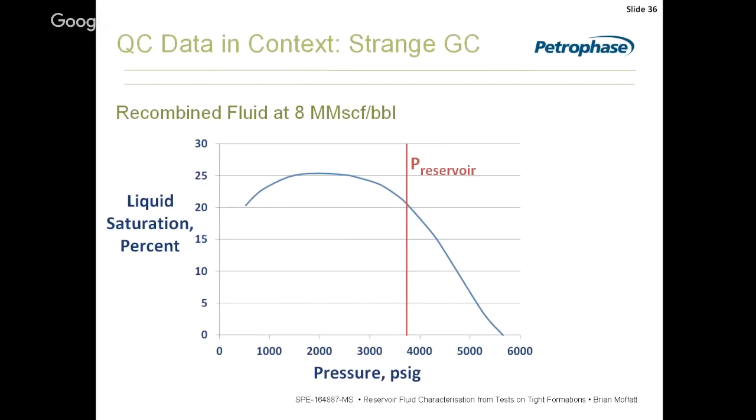But here's the thing, the dew point's at nearly 6,000 psi. The reservoir pressure's below 4,000 psi. So whatever this strange gas condensate is, it can't be representative of the reservoir fluid. If it was truly representative, the highest the dew point could be would be the same as the reservoir pressure. You can't be more than saturated. So what is going on here?